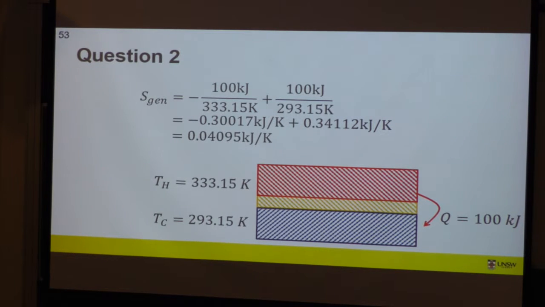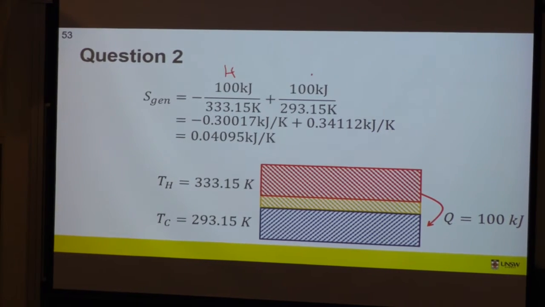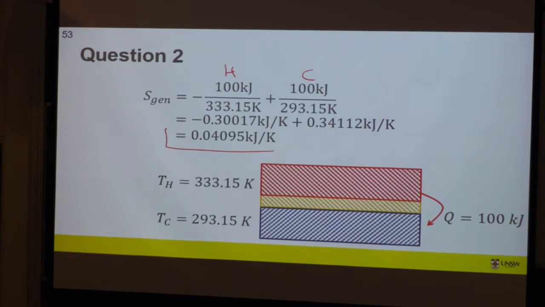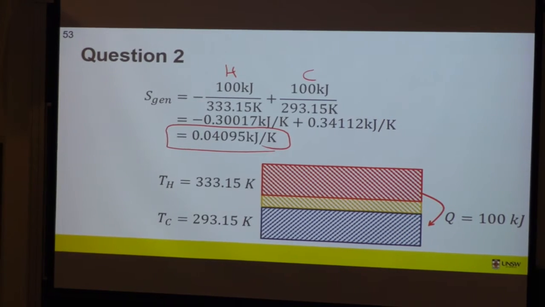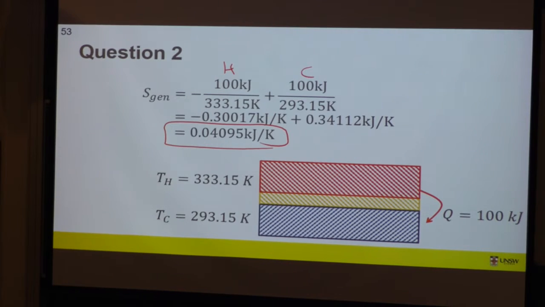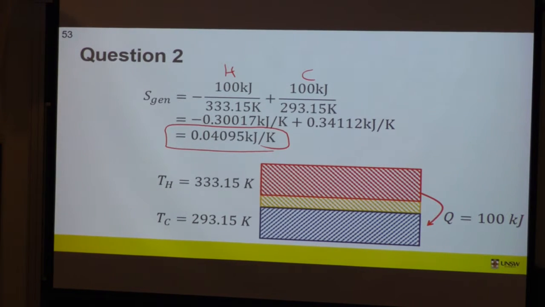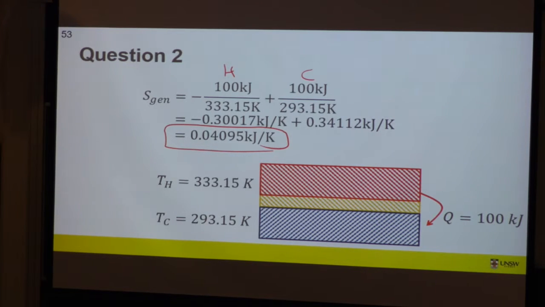And so we've got this is the entropy associated with the hot boundary, this is the entropy associated with the cold boundary, and we find that there is an amount of entropy generated through the process. The way that entropy wouldn't be generated, if this was occurring, was if the temperature of the hot reservoir and the temperature of the cold reservoir were the same temperature. So if you transfer heat between two bodies at the same temperature, you can do that without generating entropy.